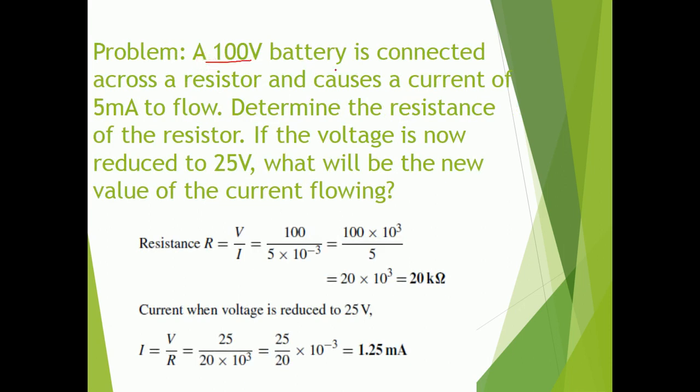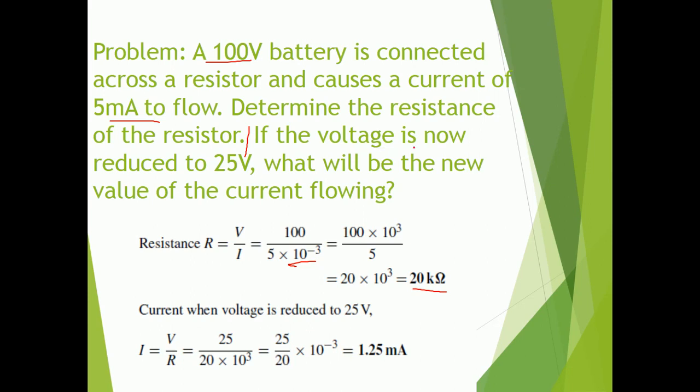A 100 volt battery is connected across a resistor and causes a current of 5 milliampere to flow. Determine the resistance of the resistor. So first of all, we are going to discuss the example till here. This is the first portion of the example in which the voltage is given, the current is given, and we need to calculate the value of resistance. So resistance is equal to V by I. Voltage is 100 volts. Current is 5 milliampere, which is 5 into 10 raised to the power of minus 3, which comes out to be 20 kilo ohm.